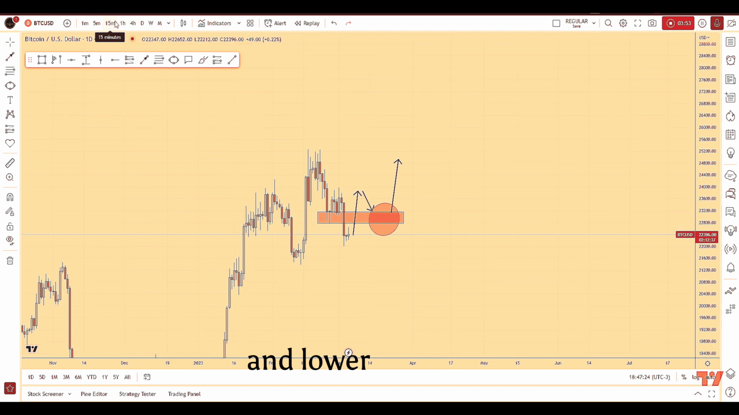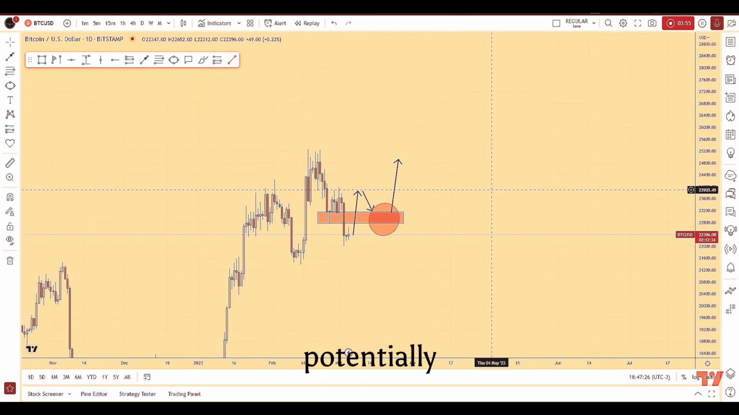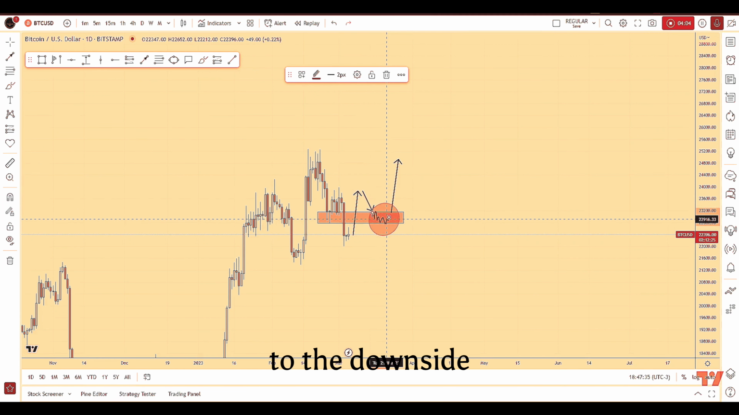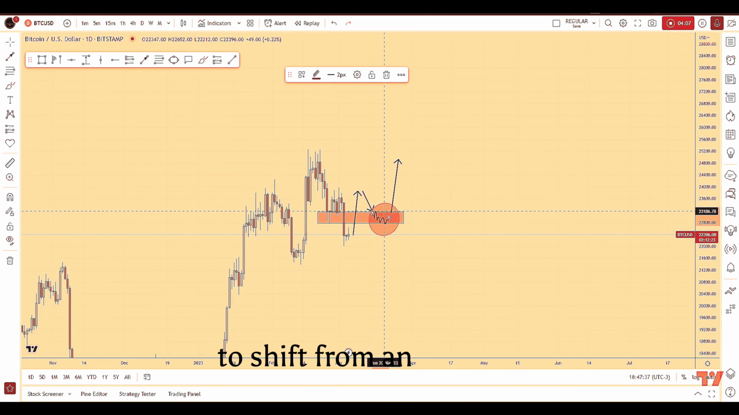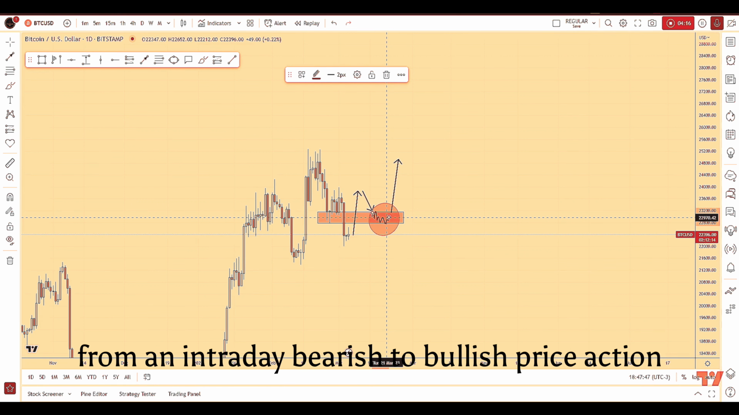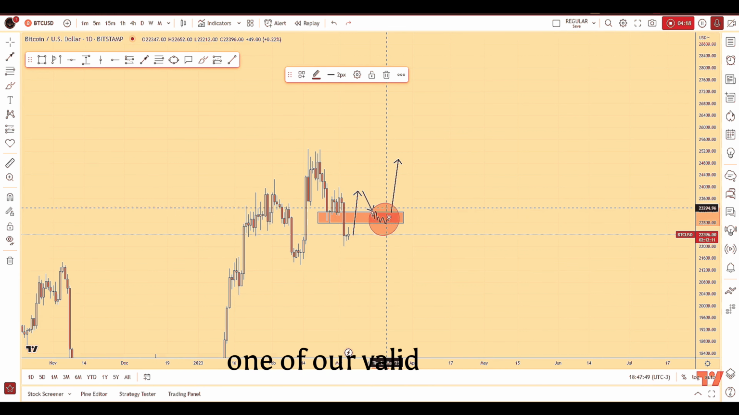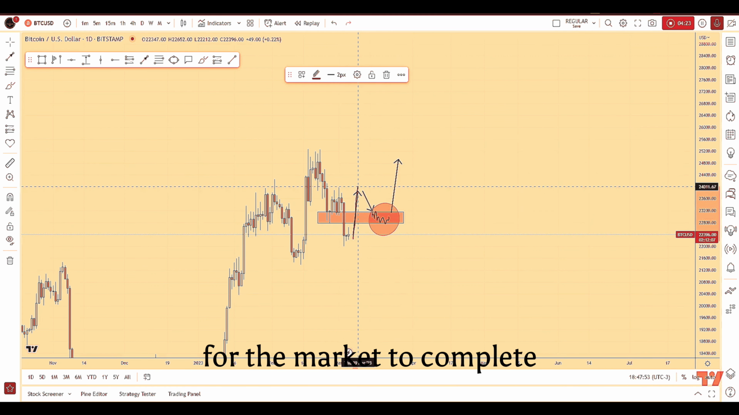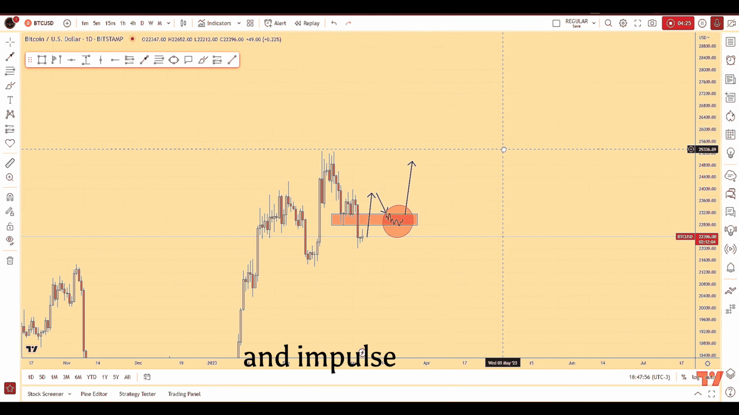Therefore, what we could be doing, potentially also with students, if the market will break above this resistance on the retest, is monitoring price action from an intraday perspective during this move to the downside, waiting for the market to shift from an intraday bearish price action as we would have to an intraday bullish price action. And if the market would shift from an intraday bearish to bullish price action and provide to us one of our valid entries, at that point we could be looking for a potential rejection to the upside for the market to complete this impulse correction and impulse pattern to the upside.